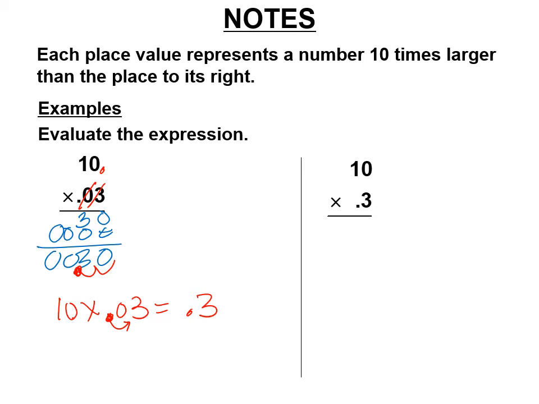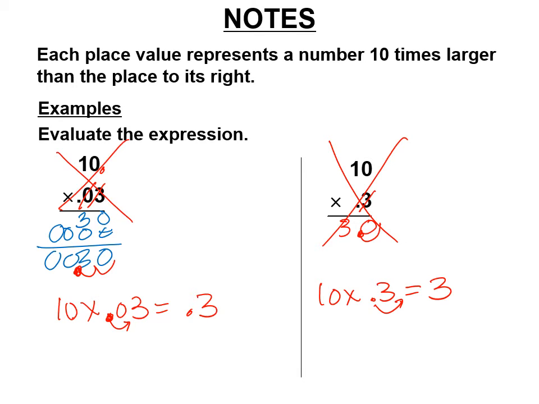Let's try this one. So 3 times 0 is 0, 3 times 1 is 3. Move the decimal once. Let me be neater. And so 10 times 0.3 is 3, right? Because we've moved the decimal once. Every time you multiply by 10, you move the decimal once. So do we really need to do all this work anymore? Hopefully we know not, because we're going to need that shortcut this year. When we multiply by 10, we can just move the decimal over.